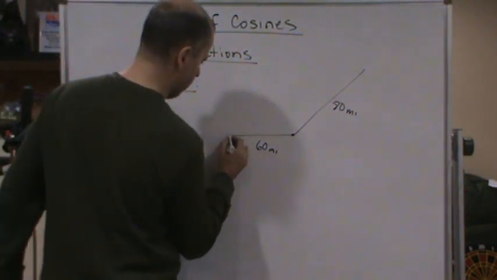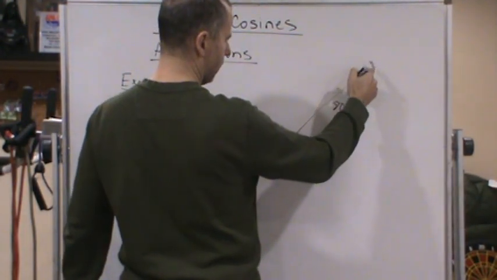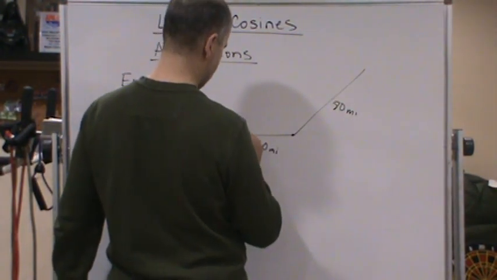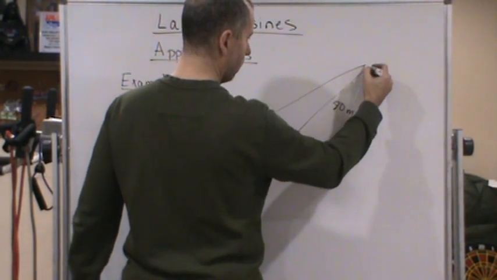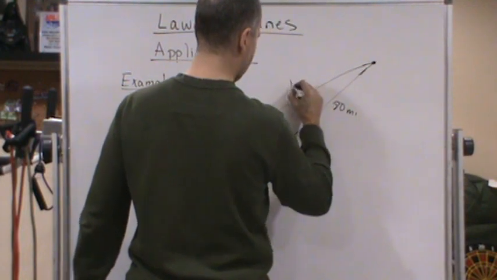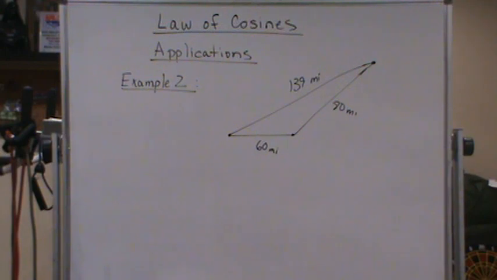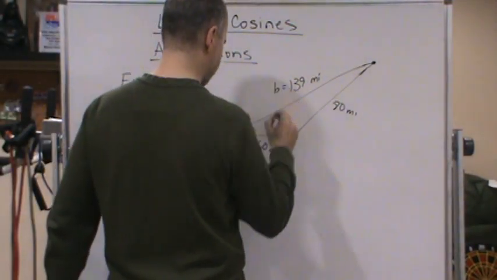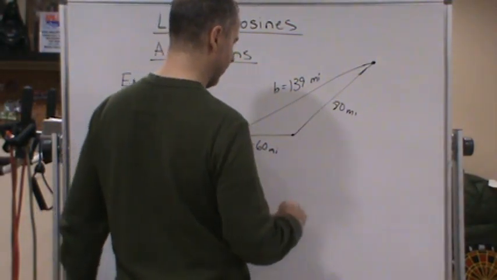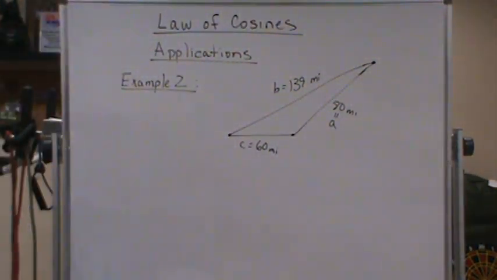So here's the departure point, and it goes this direction, and then it goes this direction, and then at that point it's 139 miles away from where it departed. Okay? So we'll call this B, this is C, and that's A.